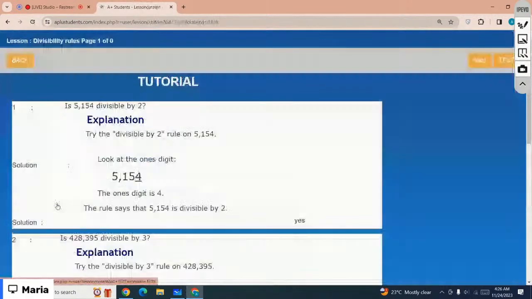Divisibility rules are the rules you can just apply on a number and you can see if the number is divisible by a specific number or not. You do not have to actually divide, right?